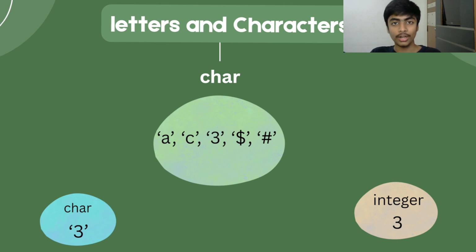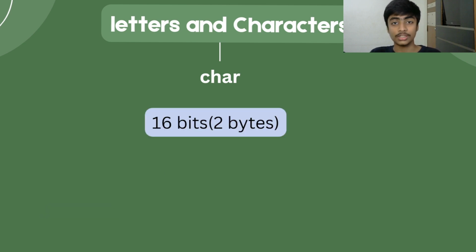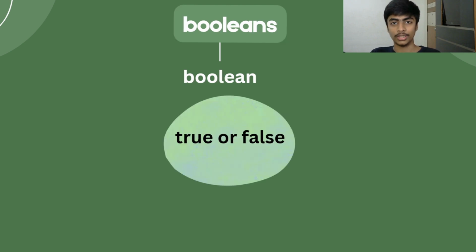Now, another thing that's important is that our characters for digits only includes all digits from 0 to 9. So something like 23 or 33 are not characters. All digits from 0 to 9 are only considered characters. And our character values occupy only 2 bytes or 16 bits in memory. The last data type that we have are booleans. Now, booleans are pretty simple.